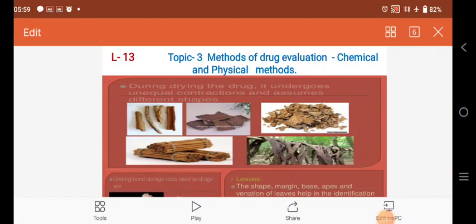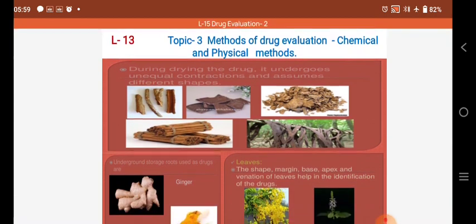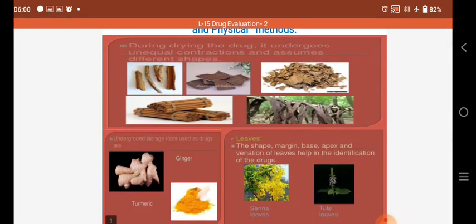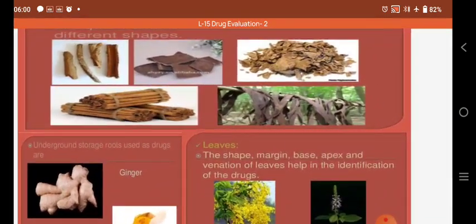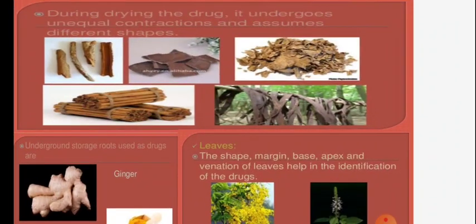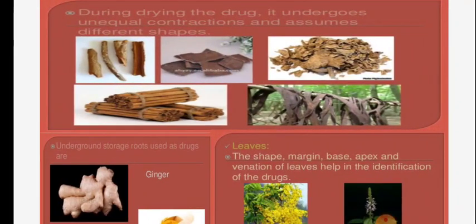So now we are starting our topic 3, methods of drug evaluation, in which chemical and physical methods of drug evaluation. Here you are observing a good photograph of crude drugs. How the drugs are selected, particularly from the natural condition, and how there is processing.